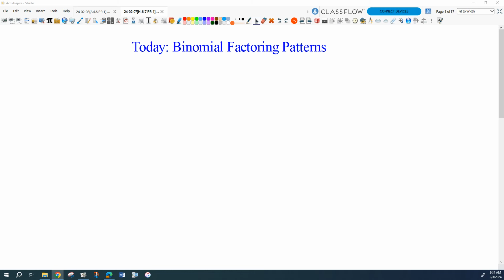So what have we done so far? Our factoring polynomial stuff. We started off factoring out greatest common factor. We do that every time we can.